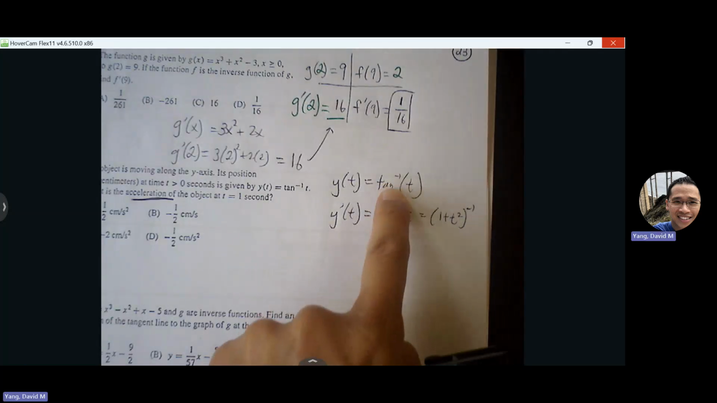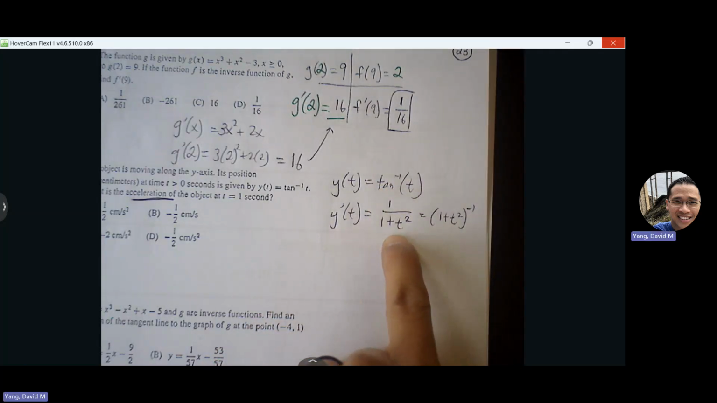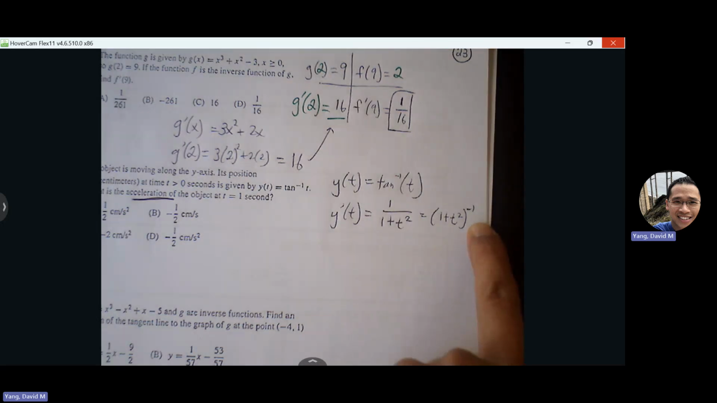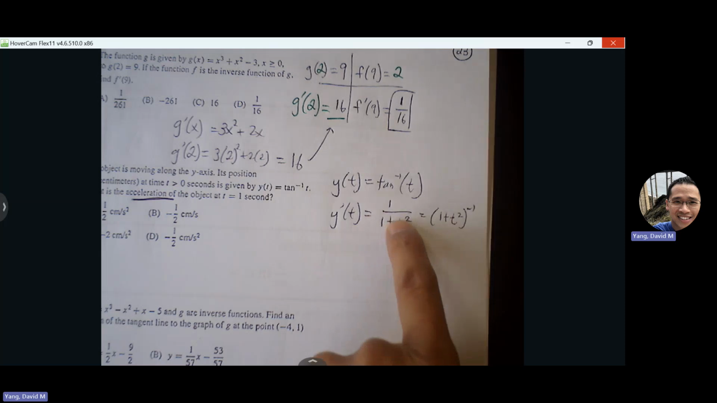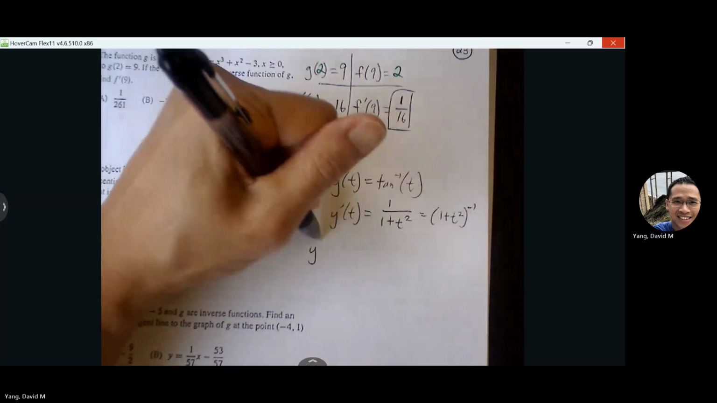You will use your arc trig rule to get to 1 over 1 plus t squared. And if you want to find the derivative again, you could go through quotient rule, or you could bring that 1 plus t squared up and go through chain rule to get to the second derivative, which I'm going to do. I'm going to prefer chain rule, especially if I can avoid quotient rule.